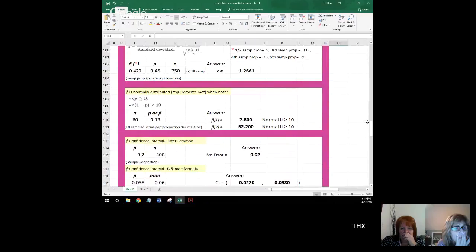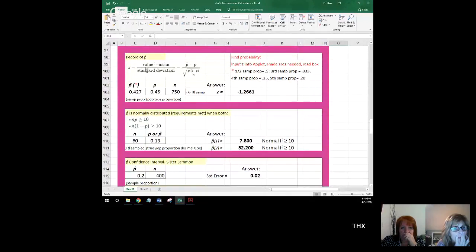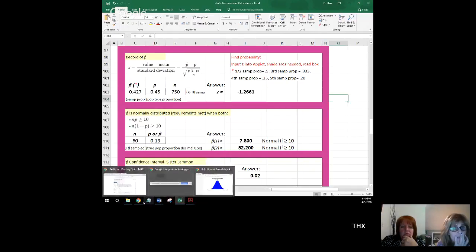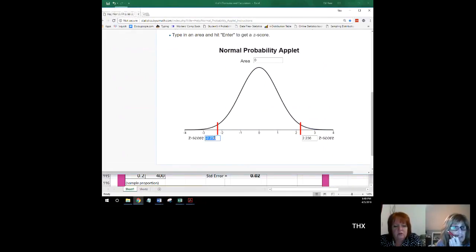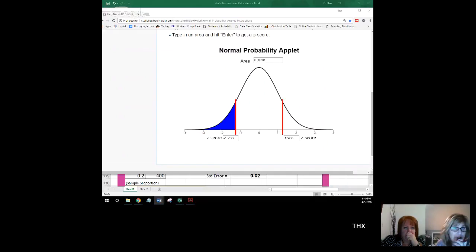We figured out that our p-hat is 0.427. Maybe it's that one on my screen right there. That's what I just did, and I came up with 1.266. Do you mean 1.266, Joan? Yeah, negative 1.266. I put that in the applet and shaded the left side because they want to know less than the 320. That puts you at 653, and I come up with 0.1028. So 0.103. That's correct.